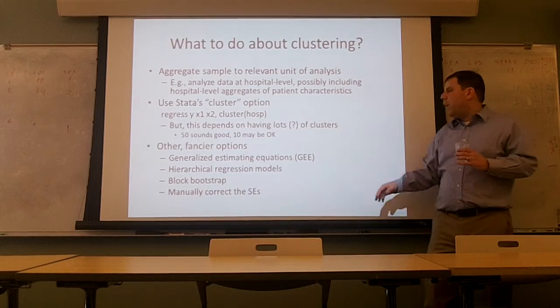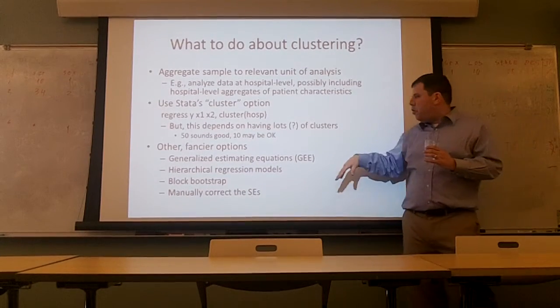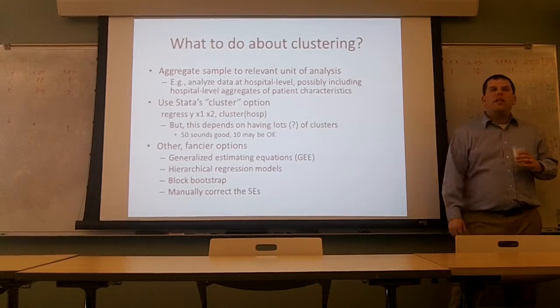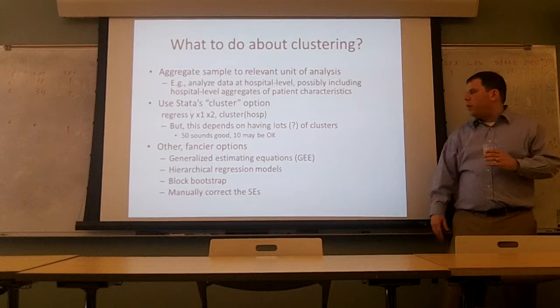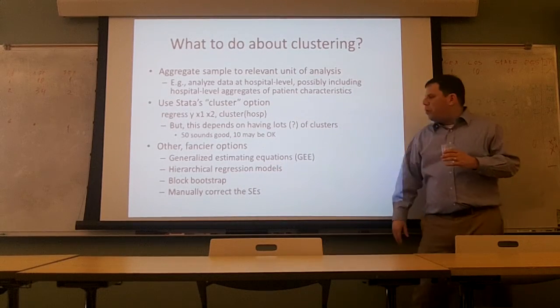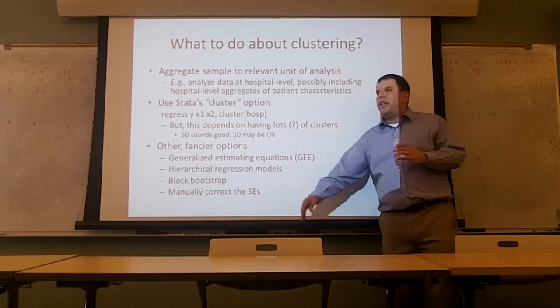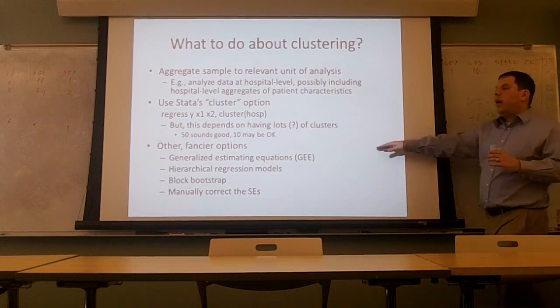Some journals have specific statistical review where they say, well, why are you doing that? You should be doing GEE, otherwise known as generalized estimating equations, or hierarchical regression models, or, more common in the econometric literature, the block bootstrap, or manually correct the standard errors using some other techniques. Those are all things you can do. I'm not telling you how to do them.